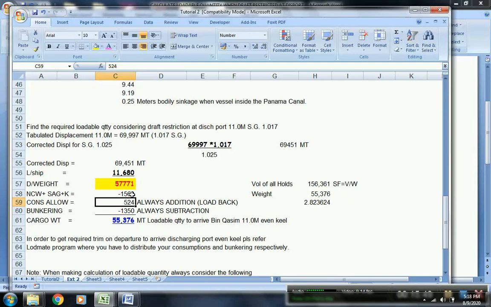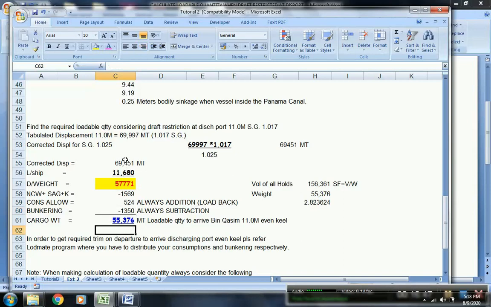So it was calculated that the non-cargo weight or non-commercial weight on board is negative 1569. A negative sign should be affixed because they are on board. And then the consumption allowance that can be considered as the load back, or it will be your cargo, 524. This is your consumption from Australia to Bin Qasim. So the total consumption is 524. Now you have to bunker in Singapore. So the bunkering is negative 1,350. So always subtract. So it bears also a negative sign.